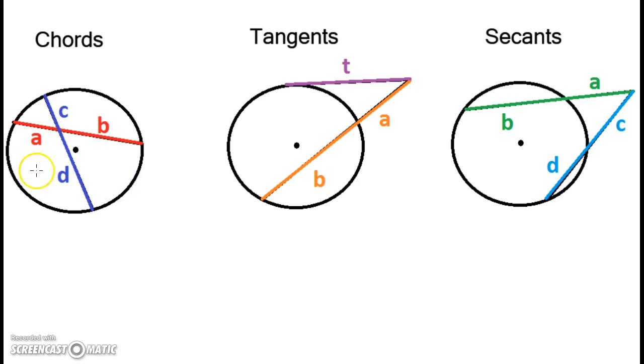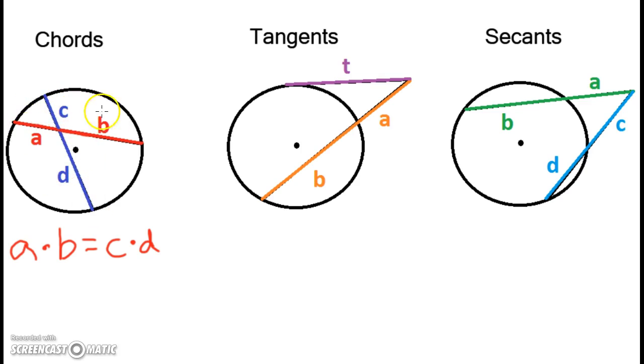So that relationship is that A times B is equal to C times D. And one way that I help myself out with this is I go ahead and trace the chords in two different colors. All right, so that chord right there, this one, has A and B on it. And then I would get another color and I would trace the other chord. The other color has C and D on it.